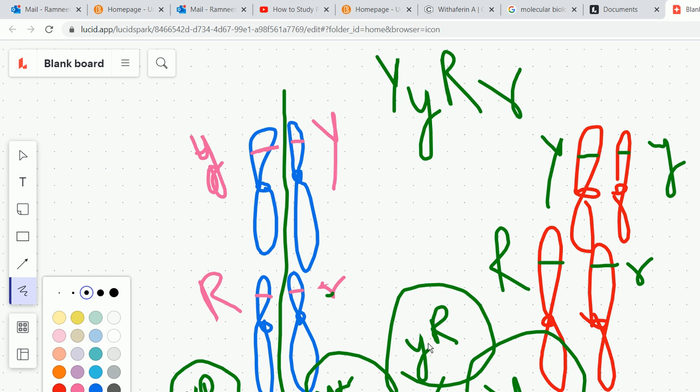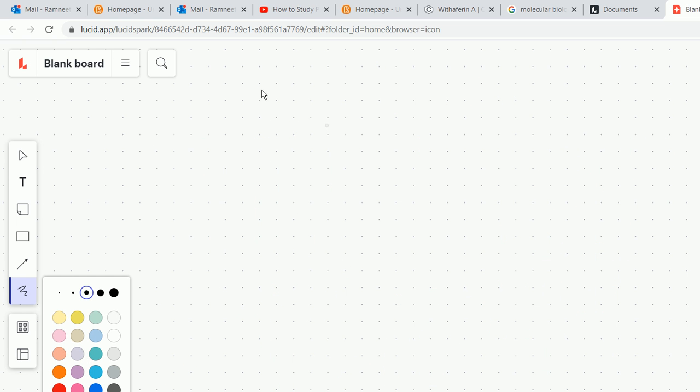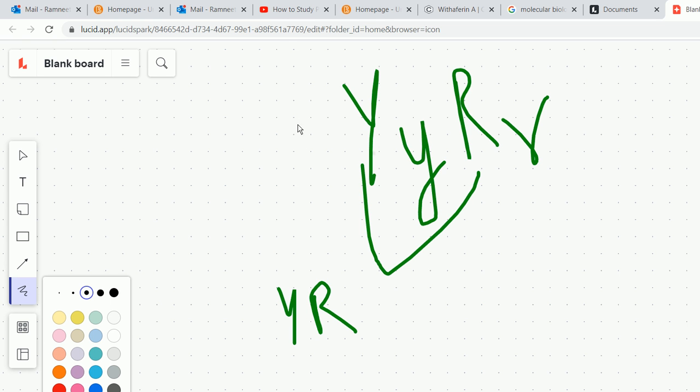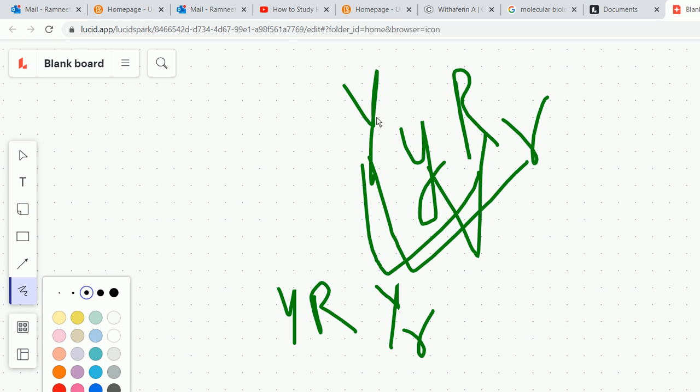So in short, in a simple way, I can also tell you that if your genotype is like this, this capital Y can go with capital R, then the gamete is going to be capital Y, capital R. This capital Y can also go with small r, then the gamete is capital Y, small r. This gamete can go with this, Y can go with this.